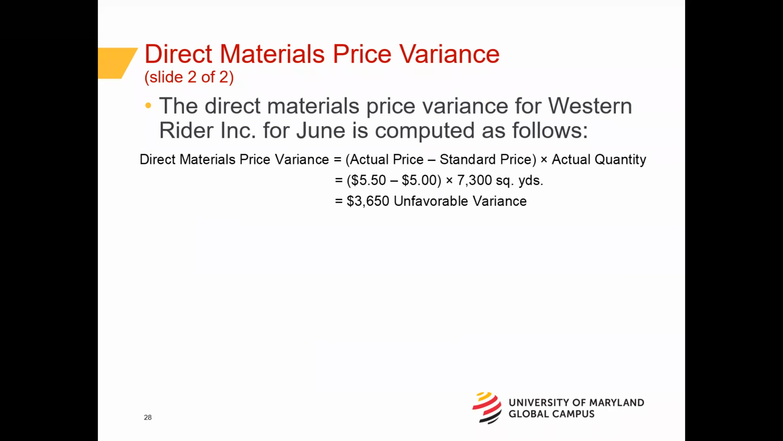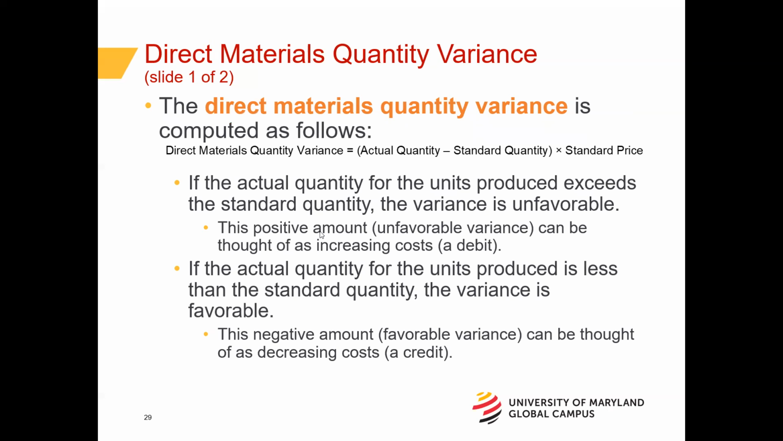All right, so looking at the difference, back to our example. 50 cents difference, $5.50 minus $5 is 50 cents, times 7,300 square yards actually used, direct materials, is $3,650 of an unfavorable variance. That means we overspent in materials by $3,650. Happens from time to time. Actually, it happens a lot.